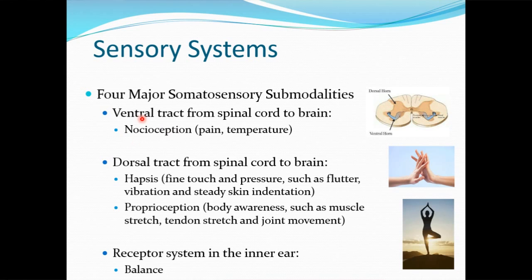Okay, so if you talk about the ventral tract from the spinal cord to the brain, it's the tract that runs through the front here to the brain. And if you're talking about the dorsal tract, it's the one that runs at the back to the brain. Okay. Now, the dorsal tract is responsible for haptics, which is fine touch and pressure, such as flutter, vibration, and steady skin indentation. And proprioception, which, as I said, is body awareness, such as muscle stretch, tendon stretch, and joint movement. And then there's the receptor system in the inner ear that has to do with balance.